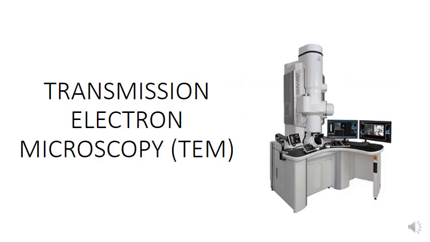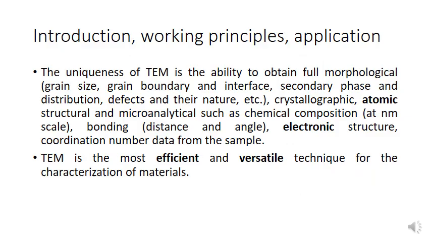Now we go to the transmission electron microscope, TEM. In order for you to understand, TEM also implements the concept of the optical microscope. What is the uniqueness of TEM? The uniqueness of TEM is the ability to obtain full morphological information: grain size, grain boundary, interface, secondary phase and distribution, defects. When you use TEM, you can study the crystallographic properties and also the atomic structure.